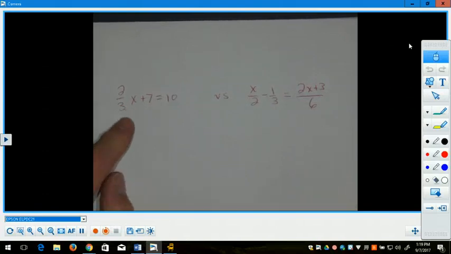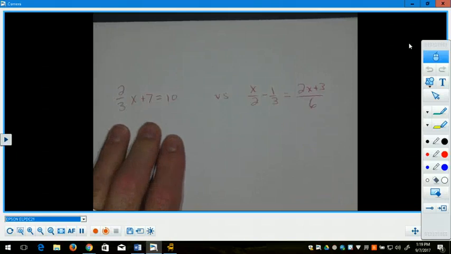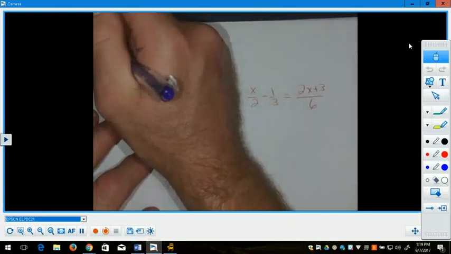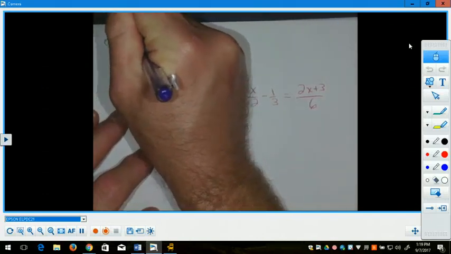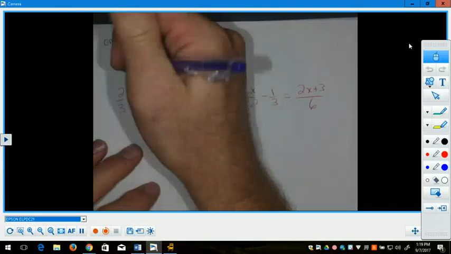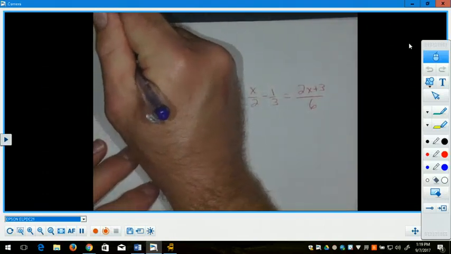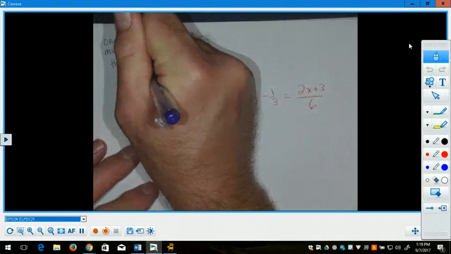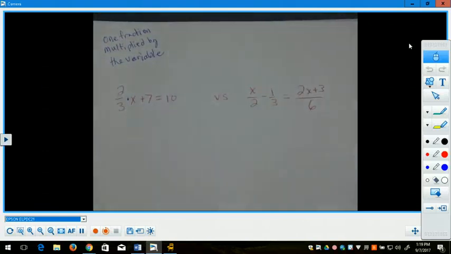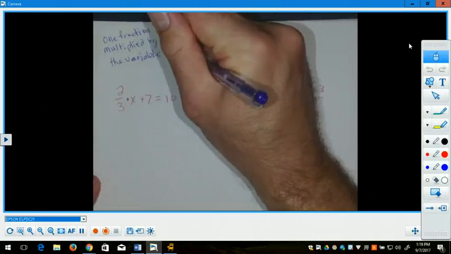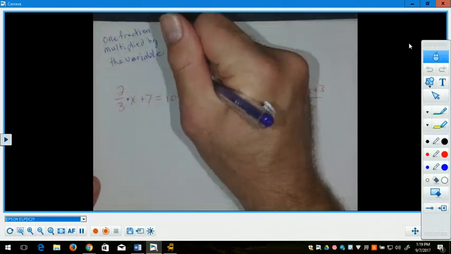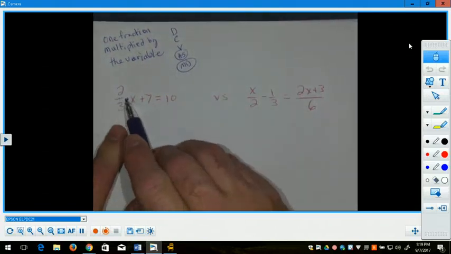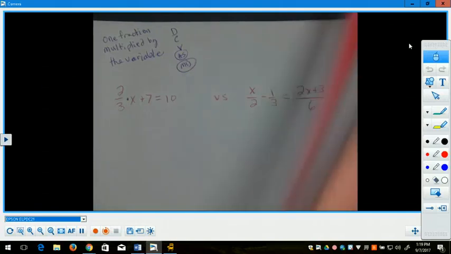On the problem on the left, the only fraction that we see is the fraction that's connected to the x. So if there is only one fraction and it is multiplied by the variable, we can follow our usual steps of distributing, combining like terms, getting the variable to one side, undoing addition and subtraction, and undoing multiplication and division with one mild change. And that is when we go to get rid of the 2/3, we need to multiply by the reciprocal.